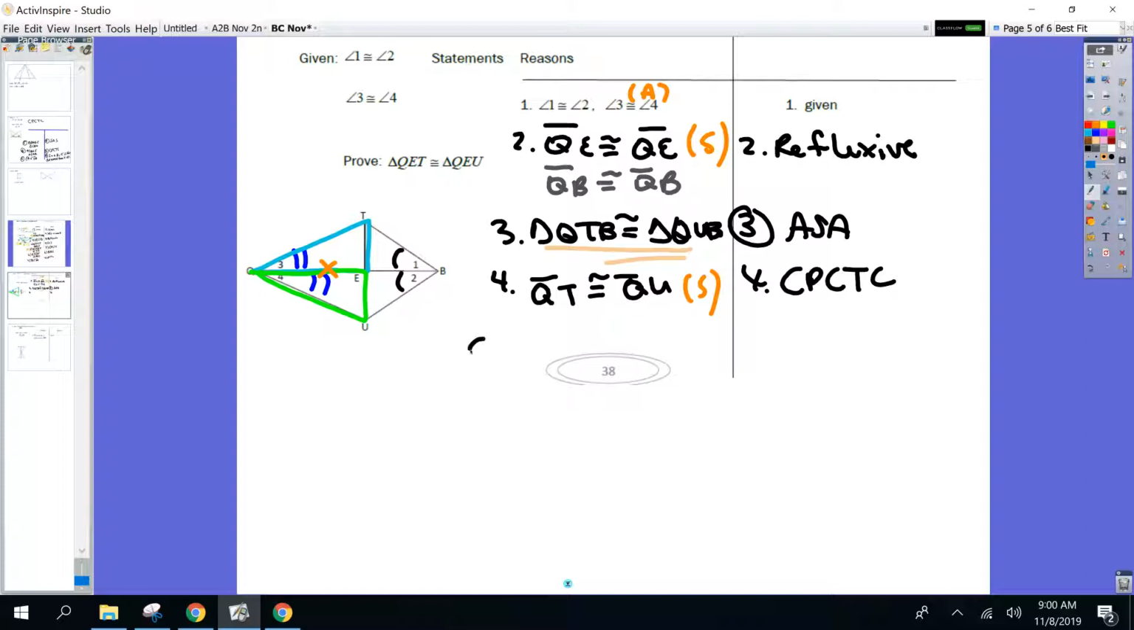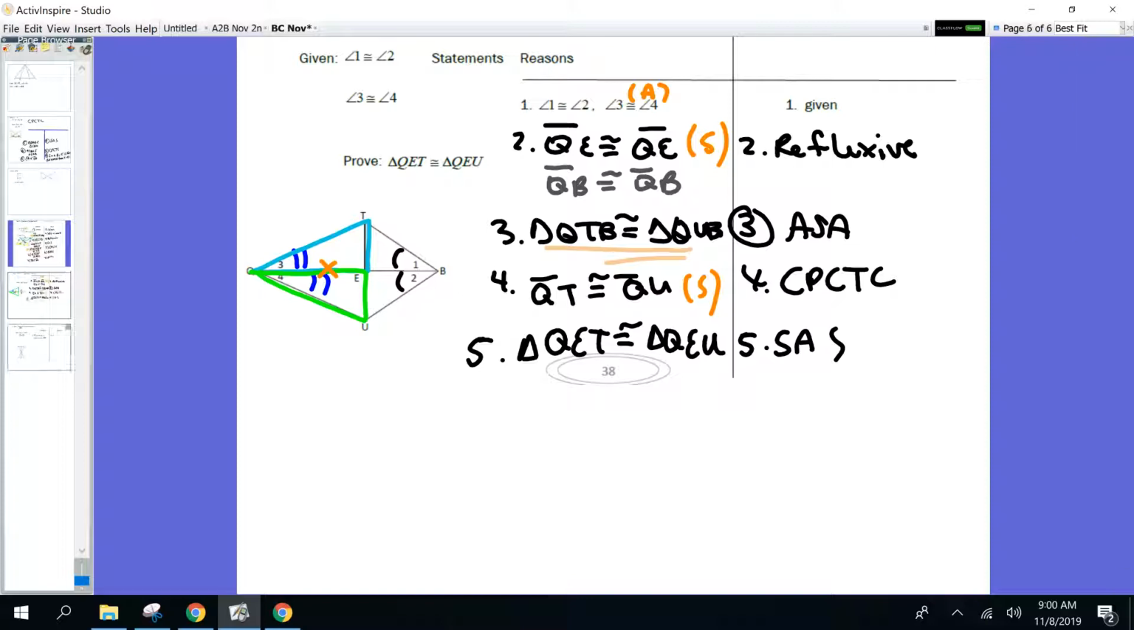Now I can say triangle QET is congruent to triangle QEU. By what method? It doesn't look that intimidating when you look at the finished product, only 5 steps, right? But that third pair. Anything from you guys? All right, one more together, and then you got your assignment to roll on.